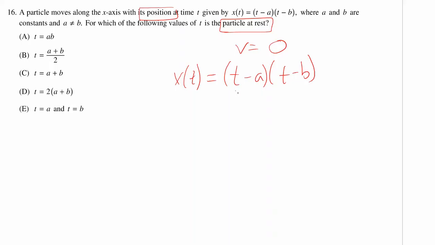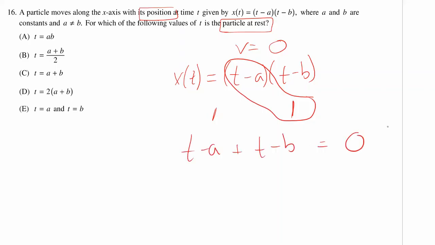Derivative of t minus a would be 1. Derivative of t minus b would also be 1. Our 2/3 bow tie, t minus a plus t minus b. We want to know when it's at rest. 2t, I'm going to add the a and the b over. T equals a plus b over 2.